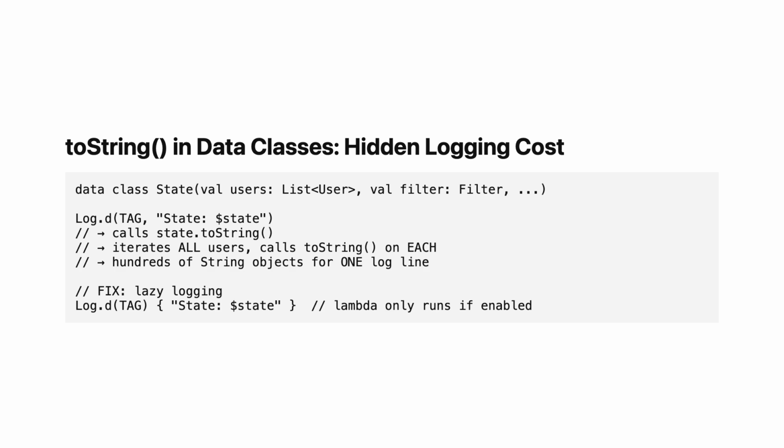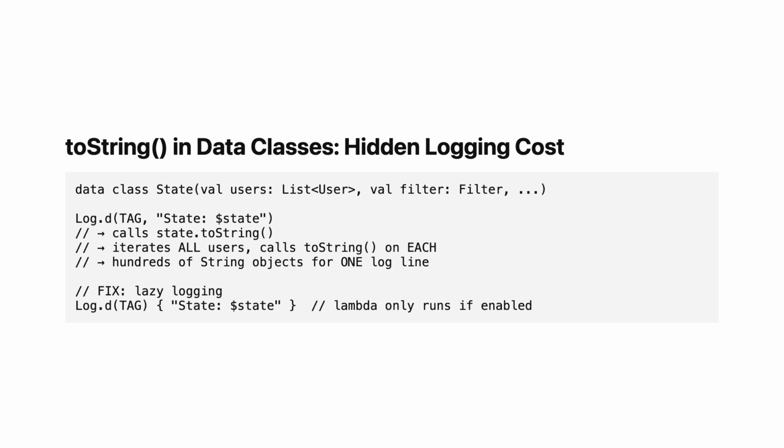This one is a trap that catches almost every team. You have a data class with a dozen fields. You log it: Log.d(tag, state). Kotlin's generated toString dutifully creates a string with every field. If one of those fields is a list of 50 items, toString iterates through all 50, calling toString on each. If those items are themselves data classes, each one generates its own toString. One log statement, potentially hundreds of string objects.